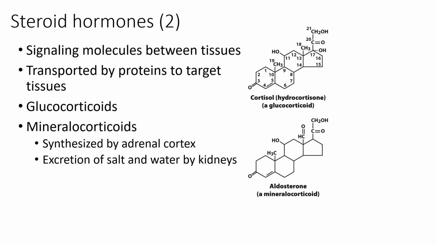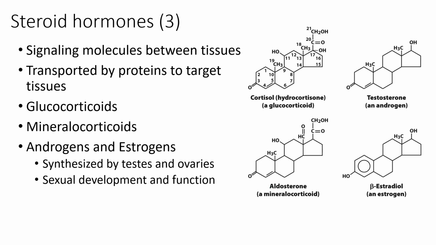Another type of steroid hormone is the mineralocorticoids, and the example we see here is aldosterone. Mineralocorticoids are also synthesized by the adrenal cortex, and they are involved in the excretion of salt and water by the kidneys, which makes them really important for keeping the correct balance inside of our bodies. Another type of steroid hormone are androgens and estrogens, or sex hormones. We have two examples here: testosterone, which is an androgen, and beta-estradiol, which is an estrogen.